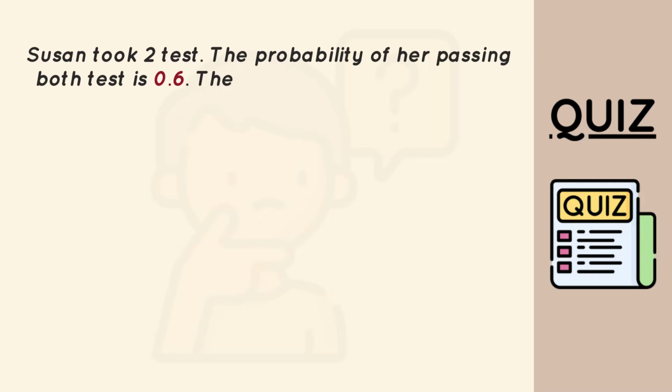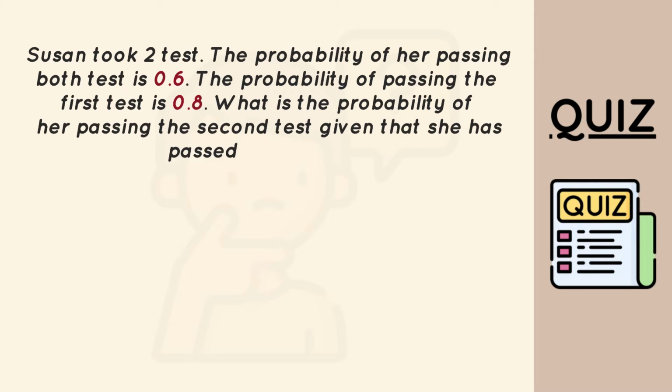So our first question says that Susan took two tests. The probability of her passing both tests is 0.6. The probability of her passing the first test is 0.8. What is the probability of her passing the second test given that she has passed the first test?